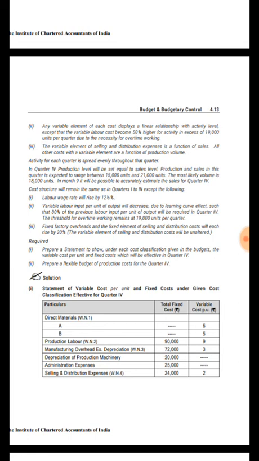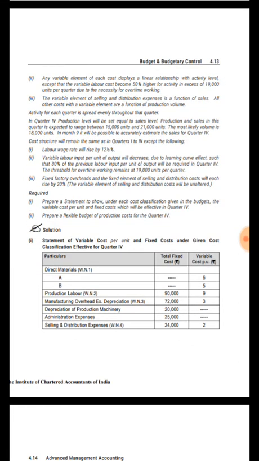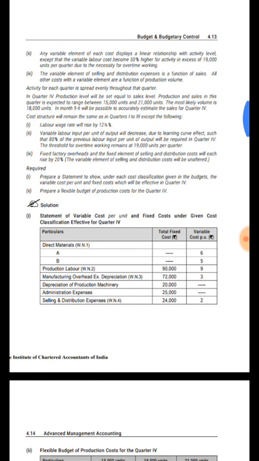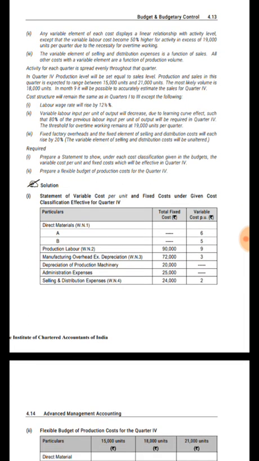Then this one is simple. Then here we have to analyze a little more. In quarter 4, production level will be set equal to sales level. Production sales in this quarter is expected to range between 15,000 units and 21,000 units. And the most likely is 18,000 units. Nothing big, but here the cost structure will remain the same as in quarters 1 to 3 except the following. Labor wage rate will rise by 12.5% and variable labor input per unit of output will decrease.